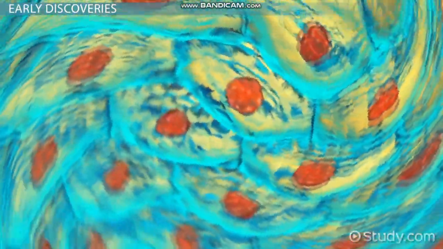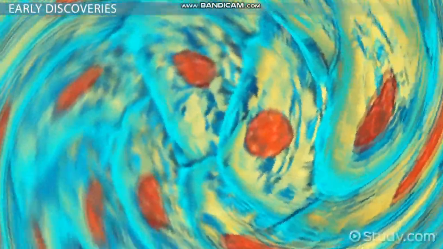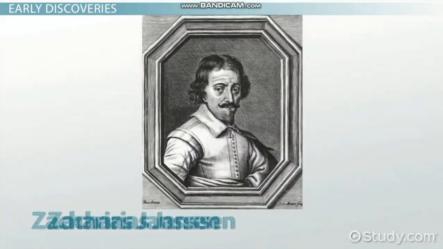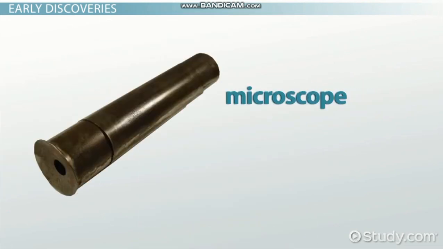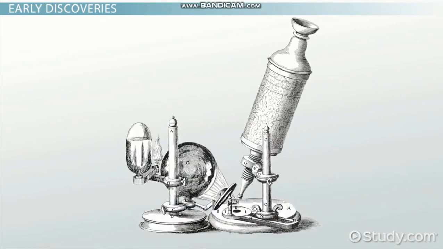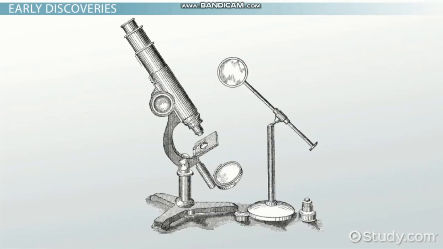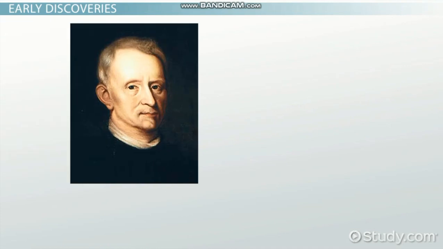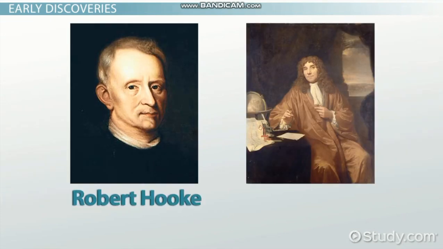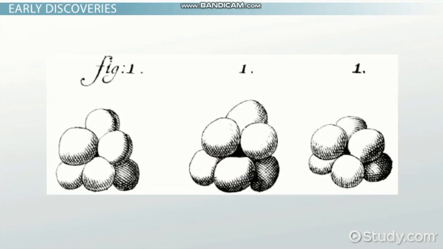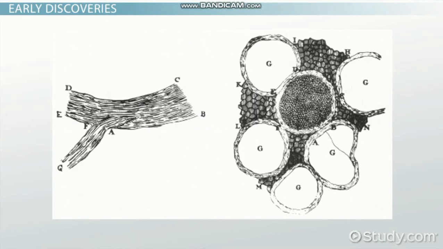Let's go back for a moment and look at the early years of cell science. It all began in the late 1500s when a spectacle maker from the Netherlands named Zacharias Janssen invented the microscope. This invention provided a way to examine items up close and see things that weren't otherwise visible. The idea caught on like wildfire in the science community, and it began to seem as if microscopes were being developed everywhere. Two scientific colleagues, English scientist Robert Hooke and Dutch scientist Anton van Leeuwenhoek, both made important early discoveries in cell science using microscopes.